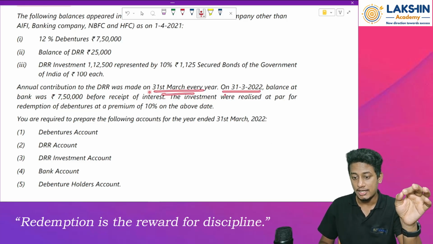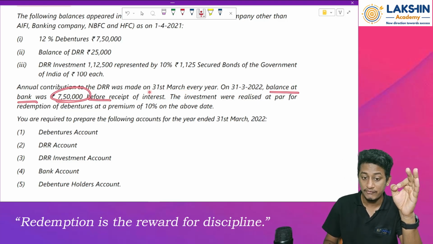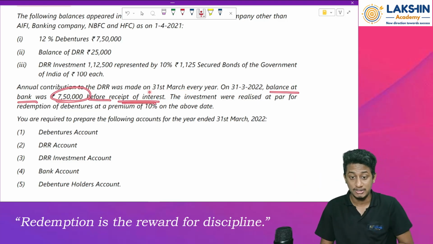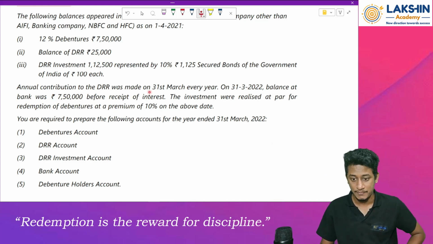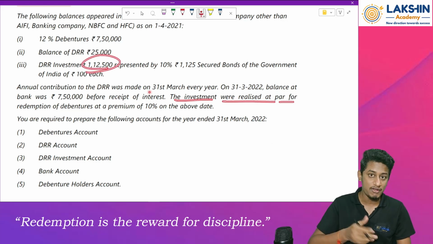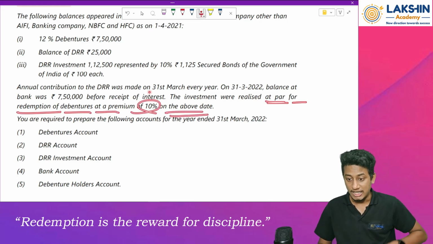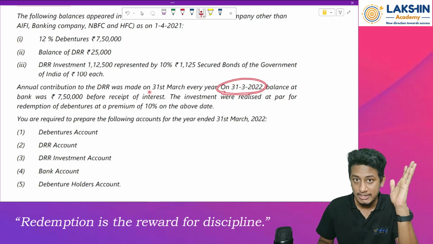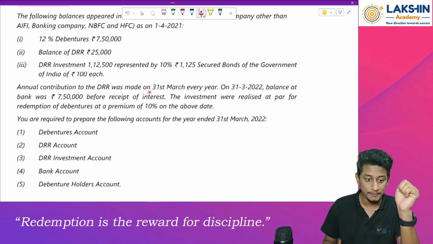So then on 31st March 2022, the balance at the bank was 7,50,000 before receipt of interest. That means interest has to be received. That is on 10%. We have made some investments. On that investments, I will receive interest. Remember, the investments were realized at par. That means whatever value I have invested, on the same value I have received back at par for redemption of debentures at a premium of 10% on the above date. So that means on the above date, I have redeemed the debentures at a premium of 10%. Clear? Okay. You are required to prepare the following accounts for the year ended 31st March.